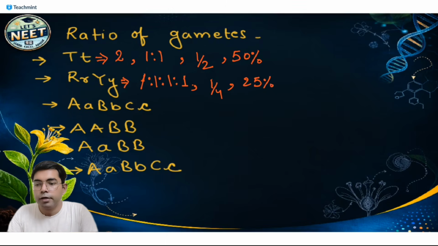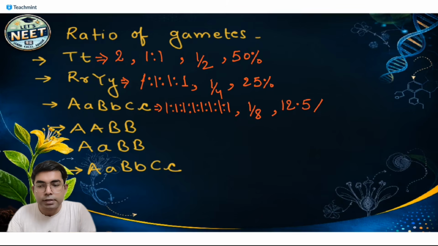In the same way, here you see 2 to the power 3. So 8 gametes will be formed. So here 1:1:1:1:1:1:1:1, 8 times you have to write 1. Now each gamete will be how much? Fraction wise if I ask you, each gamete will be 1 by 8. And what will be the percentage? So it will be 12.5%, right?